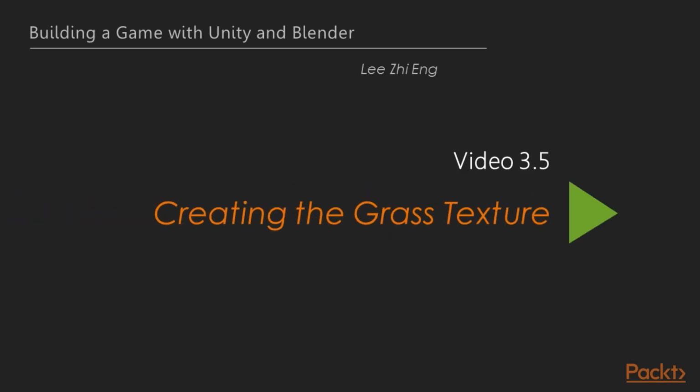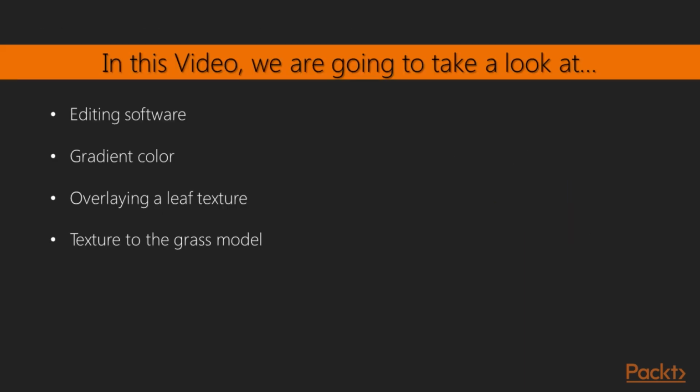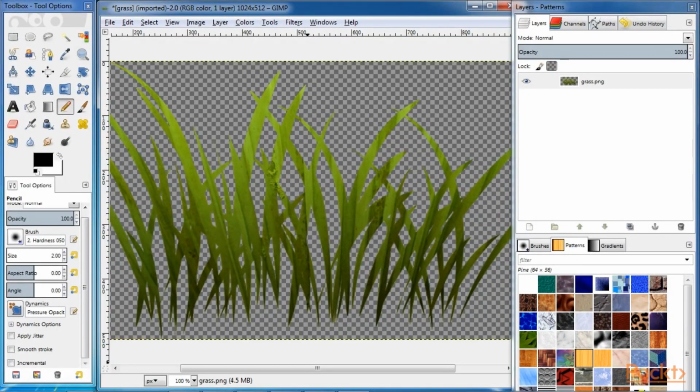Welcome to the last video of this section, creating the grass texture. In the previous video, we saw how to build grass models. In this video, we will first choose an editing software, then we will apply gradient color and overlay a leaf texture on top. Finally, we will apply the texture to the grass model and adjust the planes. Next, we will create the texture for our grass. This is also a lot easier than you might have thought.